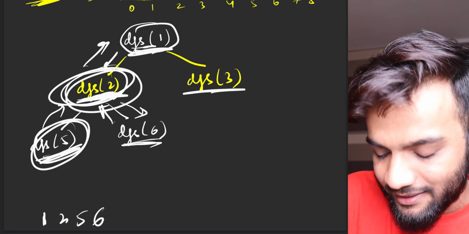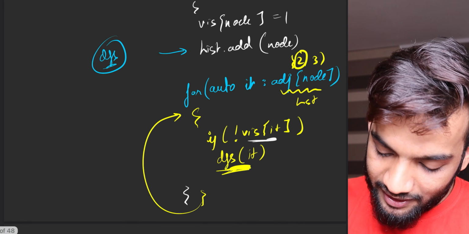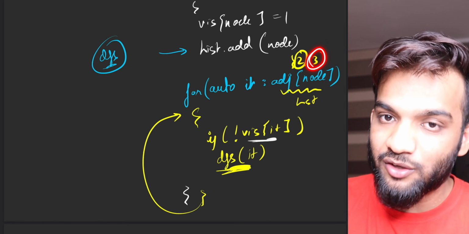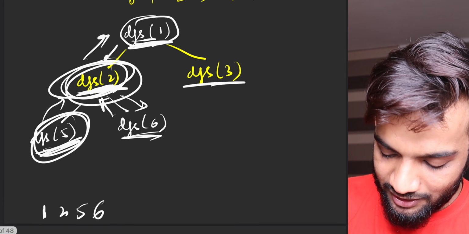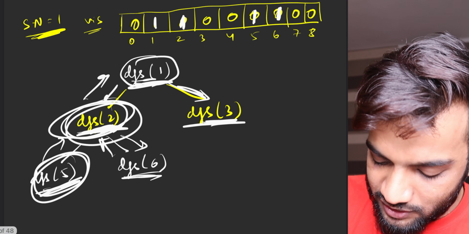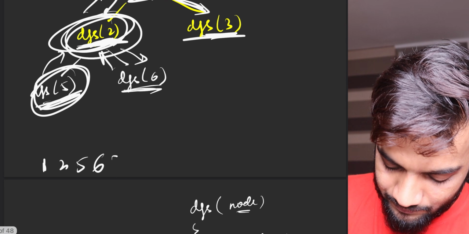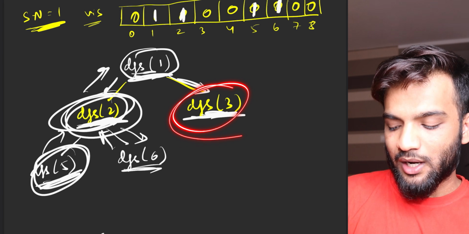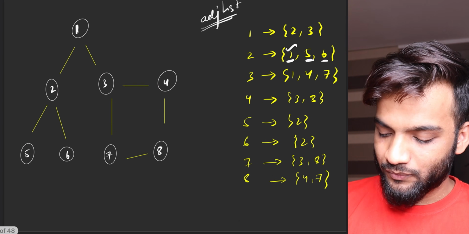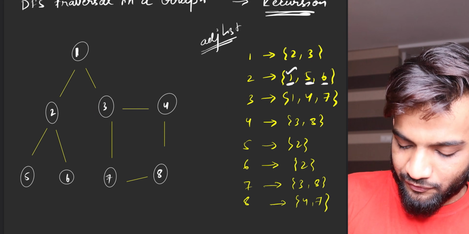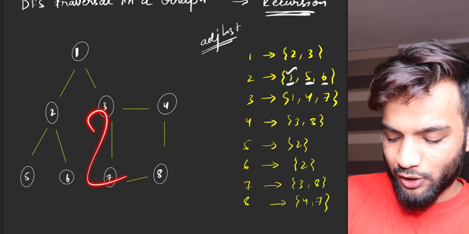So 2 is completed. Initially when you started with 2, it is completed. Now the next guy 3 will be occurring. So you go to 3 now. 3 is marked as visited and now you're traversing 3. So next we go to DFS of 3. Let's check who the neighbors of 3 are. The neighbors of 3 appear to be 4 and 7. So first we will go to 4, then we'll go to 7.